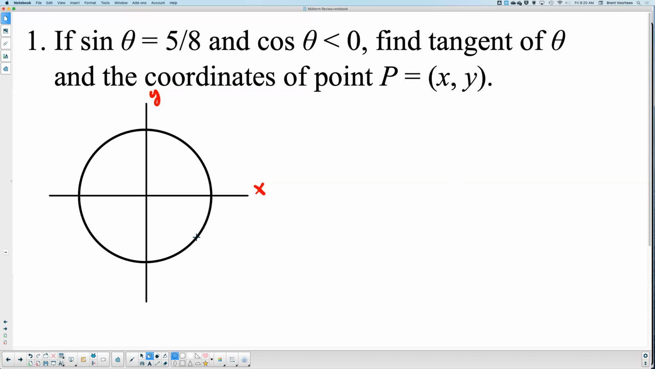Now I want you to think through, where is a y value of 5/8? Which direction would you go? I've actually heard left, I've heard right, I've heard down. So there are 4 options. I can either move up, down, left, or right. It says sine is 5/8. It's more than half. Sine is y, and this is positive. We need to go up 5/8.